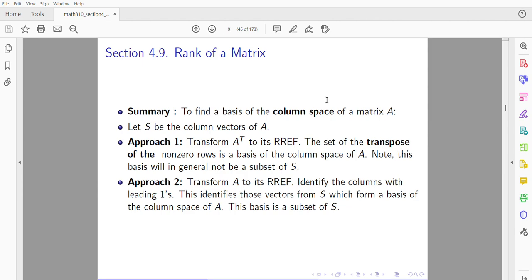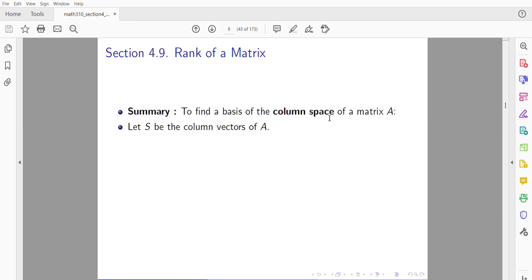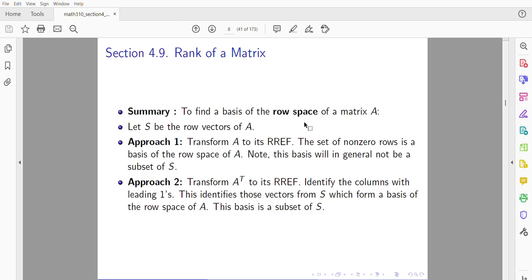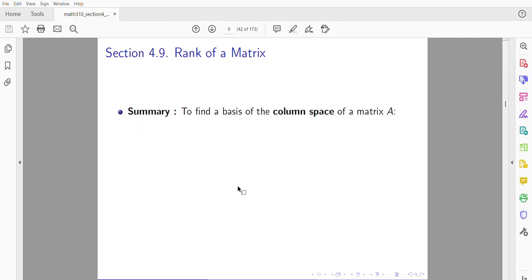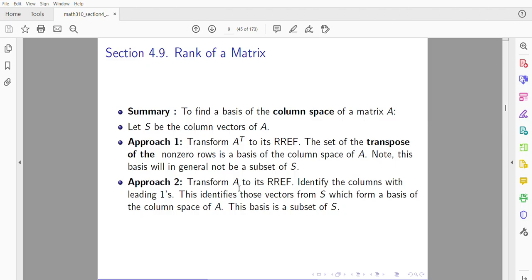In both cases, you are looking at A and A transpose for column space or for row space. The difference is: for row space, approach 1 uses A and approach 2 uses A transpose, whereas for column space, approach 1 uses A transpose and approach 2 uses A. Okay, let's continue in the next video.